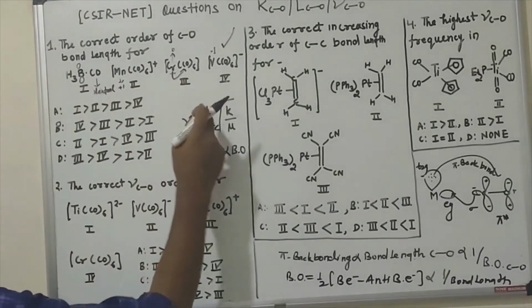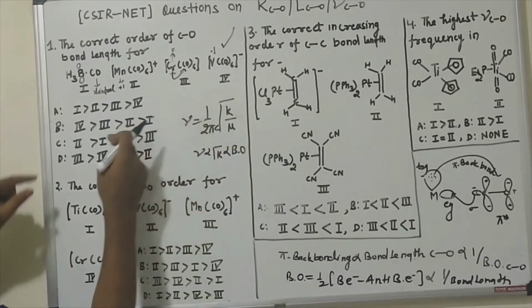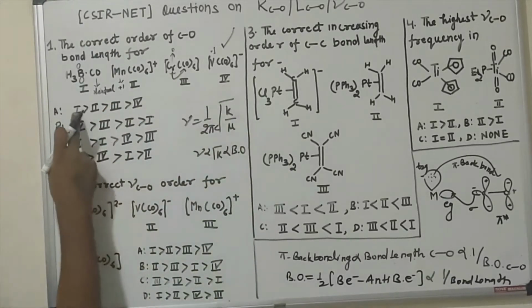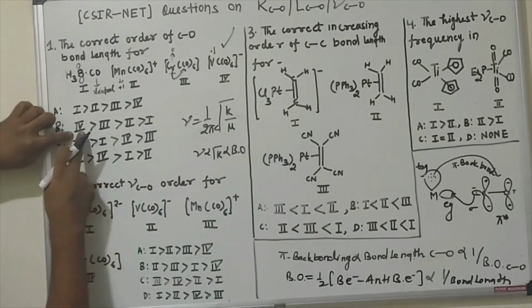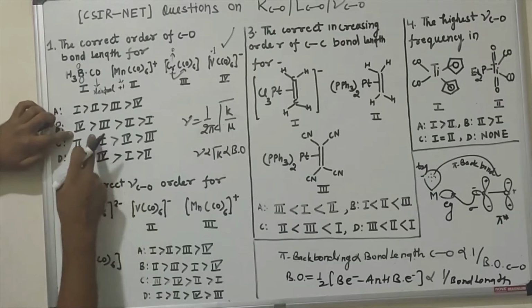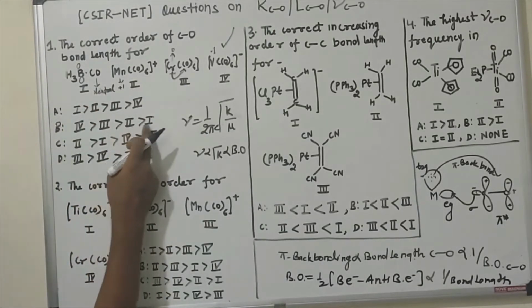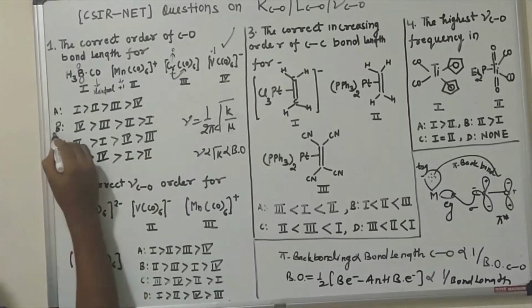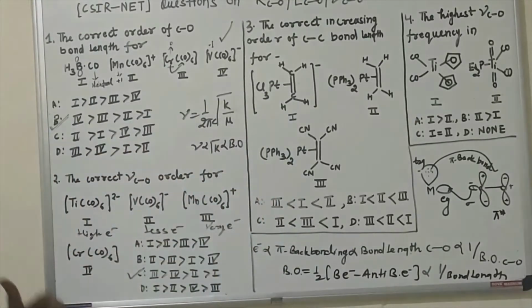So the bond length will be high in this case, and then second, if you can find these two in the correct order: fourth will have the highest bond length, then third, then second, and then first. So this is our correct answer. Now we are going to discuss the second question.